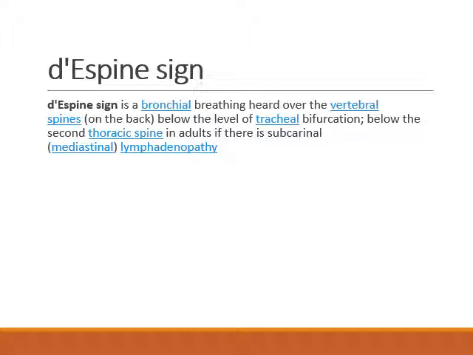This is a special sign, an auscultatory sign. It is bronchial breathing over the vertebral body below the level of the tracheal bifurcation, which is below the second thoracic spine in adults, if there is subcarinal mediastinal lymphadenopathy.